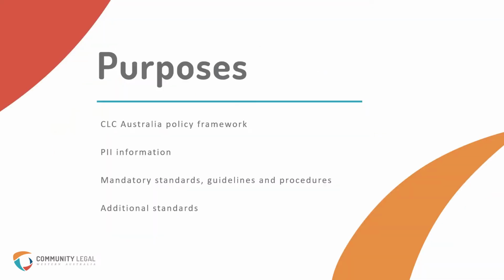The guide sets out the CLC Australia National Policy Framework for Risk Management of Legal Practice and Related Service Delivery in Community Legal Centres. It provides information about the National Professional Indemnity Insurance Policy and the National PII Scheme. The guide sets mandatory minimum risk management standards for all community legal centres that are part of the National PII Scheme. It provides additional recommended risk management standards, guidelines and procedures that are good practice.